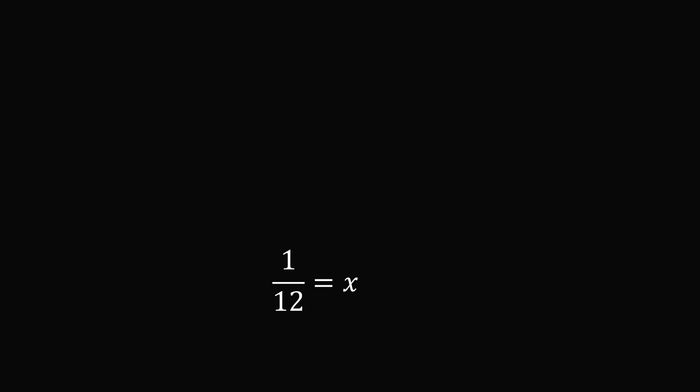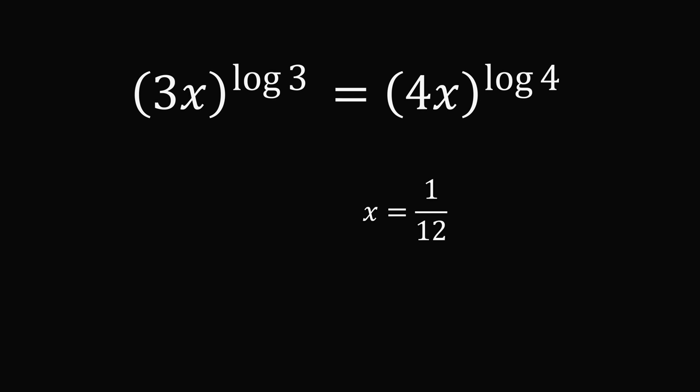So there you go. For the original equation, we have two solutions. x is equal to 0, and x is equal to 1 over 12.